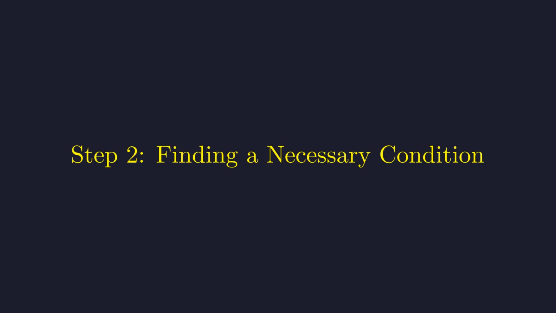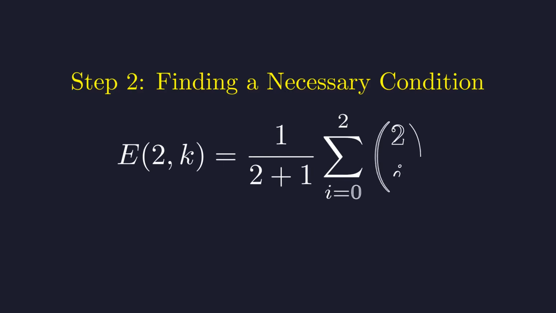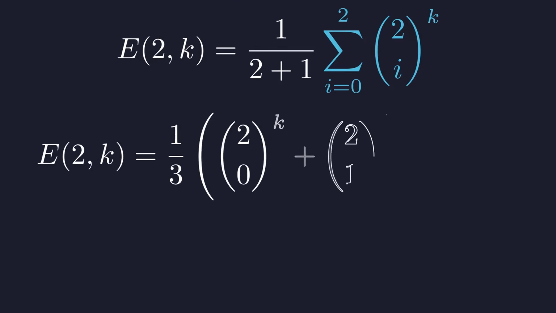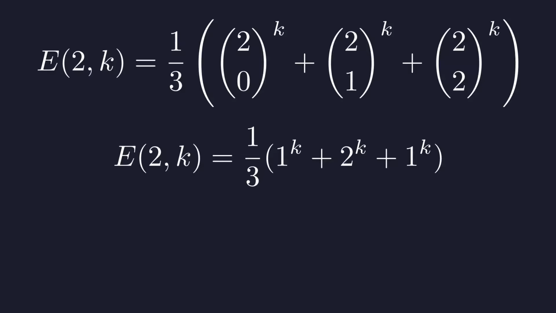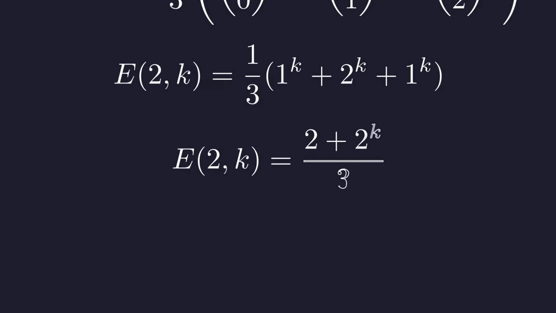Let's use the same value, n equals 2, but for a general k this time, to see if we can find a general rule that k must obey. We set n equals 2 in the original expression. Let's expand this sum. The binomial coefficients for n equals 2 are 1, 2, and 1. The sum has 3 terms. Substituting the values gives 1 to the k plus 2 to the k plus 1 to the k. This simplifies to 2 plus 2 to the k, all divided by 3.